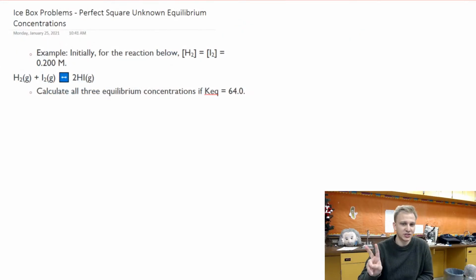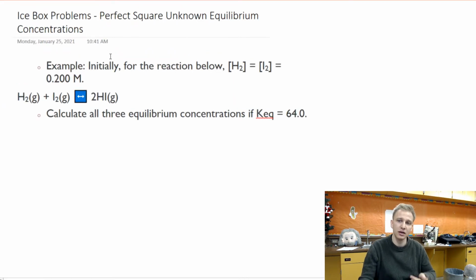Hey folks, this is part 2 of a 3-part series on icebox problems. This is the second type of question that you can get. So this is an icebox problem where we have unknown equilibrium concentration. In these types of questions, you will know the equilibrium constant, the KEQ. And in this case, we know our KEQ is equal to 64.0.